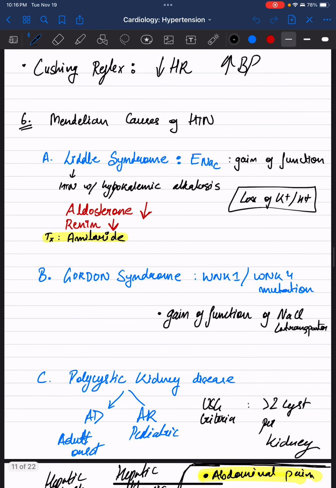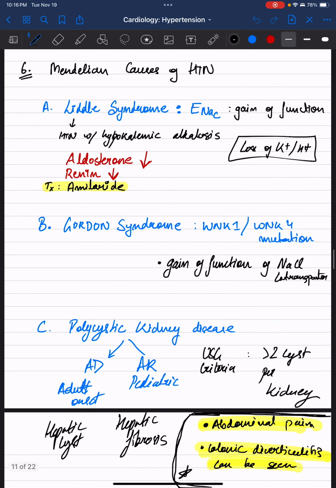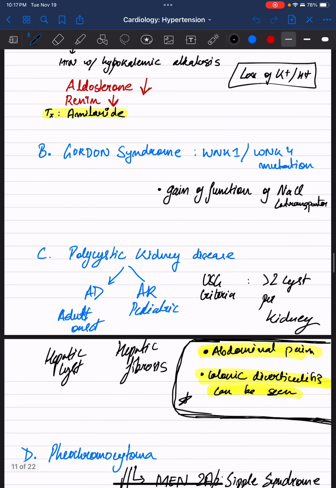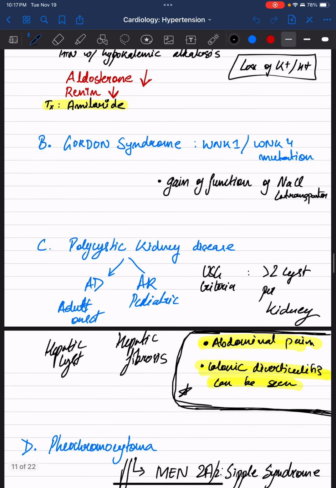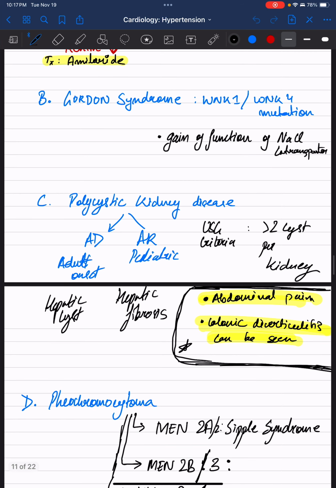There can also be Mendelian causes of hypertension like Liddle syndrome, in which there is a gain of function of the ENaC channels. So there is hypertension with hypokalemic alkalosis in Liddle syndrome. There is decrease in aldosterone, decrease in renin, and the treatment for this will be amiloride. And there can also be Gordon syndrome. So there is a WNK1 or WNK4 gene mutation, and there is a gain of function of sodium chloride co-transporters, and as we know, NaCl is bad.